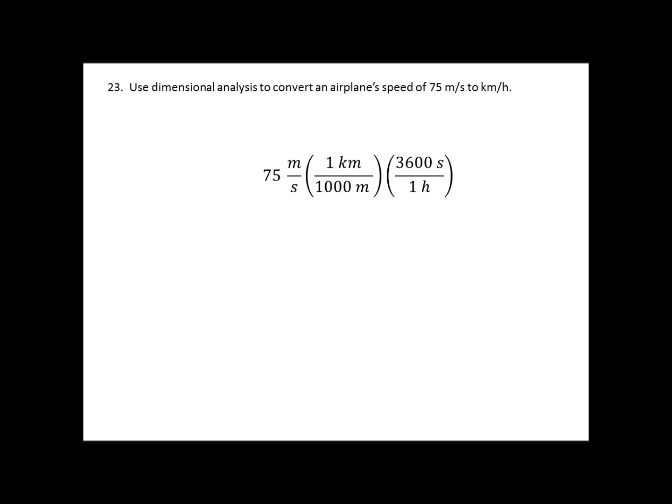Our second fraction is going to change that seconds to hours. So now I need to make sure that seconds are on top so that they cancel with the seconds that are in meters per second. That's going to put hours in the bottom of that fraction. So in 1 hour, there are 3,600 seconds. Now the way I got that is there's 60 minutes in an hour and 60 seconds in a minute. So if you multiply 60 times 60, you get 3,600. So really all we do is grab a calculator and take 75, divide it by 1,000, and multiply it by 3,600. We end up with 270 kilometers per hour.